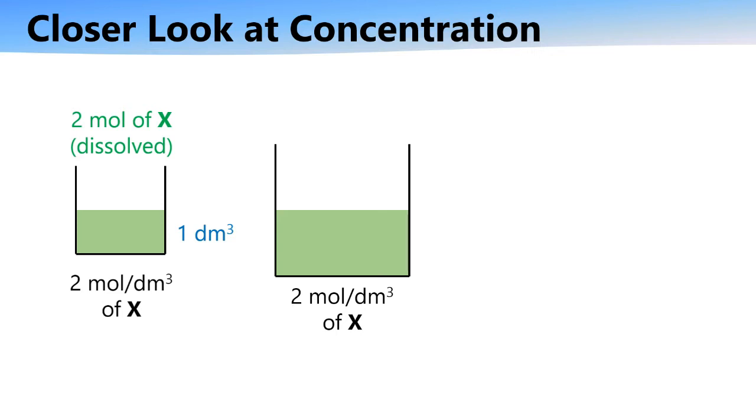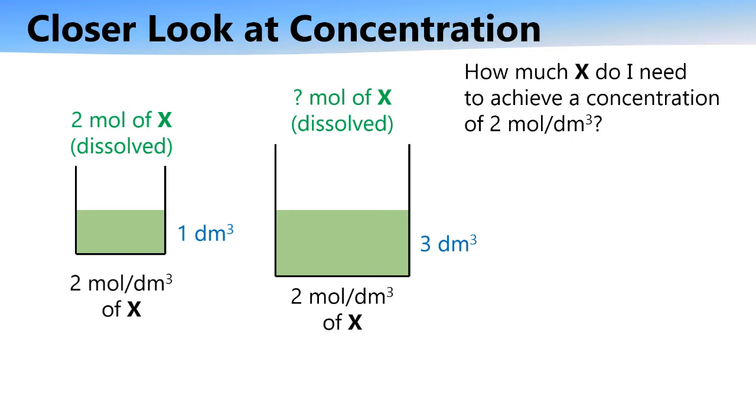Okay, now I have the same concentration of a solution, 2 moles per dm cube, but it is actually 3 dm cube of the solution. Now the question is, how many moles of X must I dissolve so that I get the same concentration, 2 moles per dm cube? So how much X do I need to achieve the same concentration of 2 moles per dm cube? Okay, think about it. Alright, and that is 6 moles.